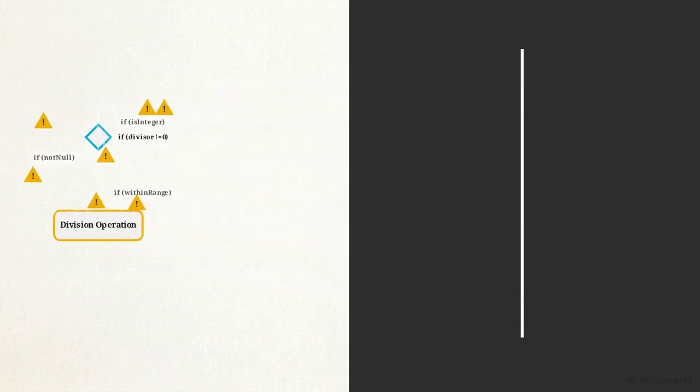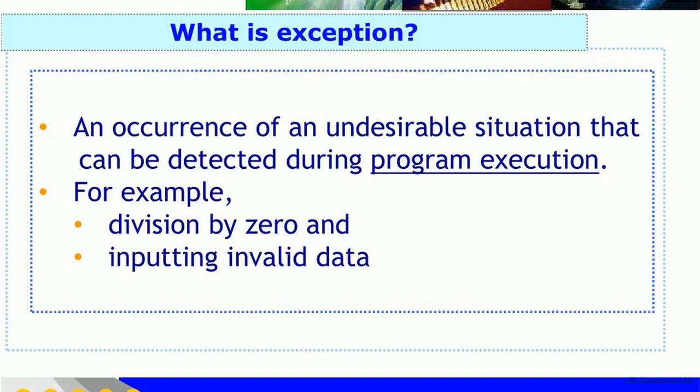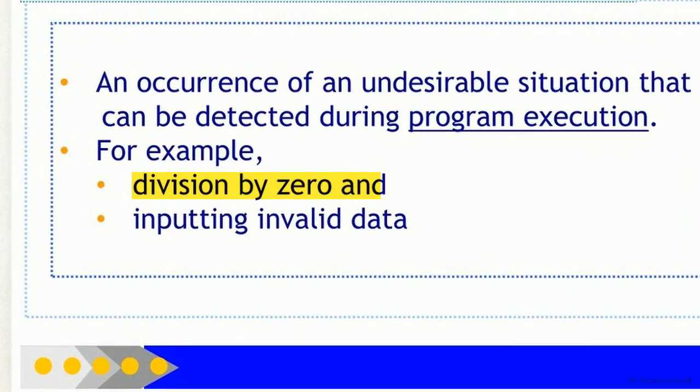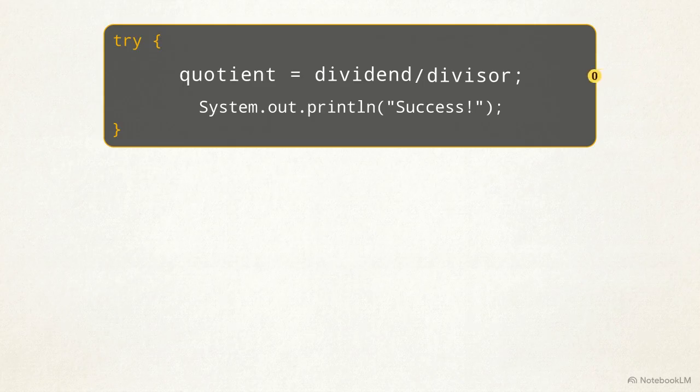The structural alternative is Java's exception handling mechanism. Instead of policing the input before execution, you build a designated failure route alongside the main execution path. This slide formally defines an exception as an occurrence of an undesirable situation that can be detected during program execution. Notice that division by 0 is cited as a primary example. The mechanism starts with a try block. You place your risky execution logic inside it. If an anomaly occurs, the remaining statements in that block are immediately ignored. Normal top-down flow comes to a hard stop.